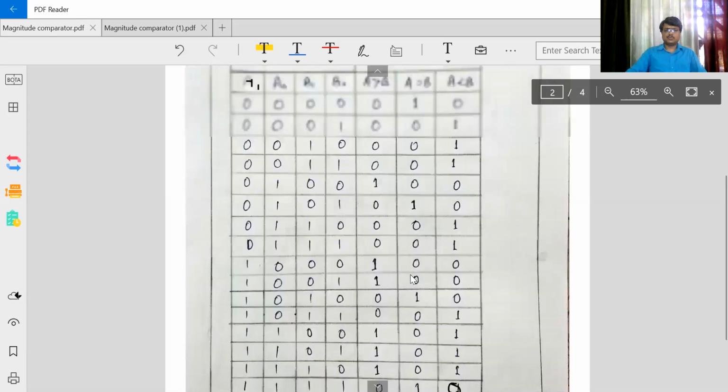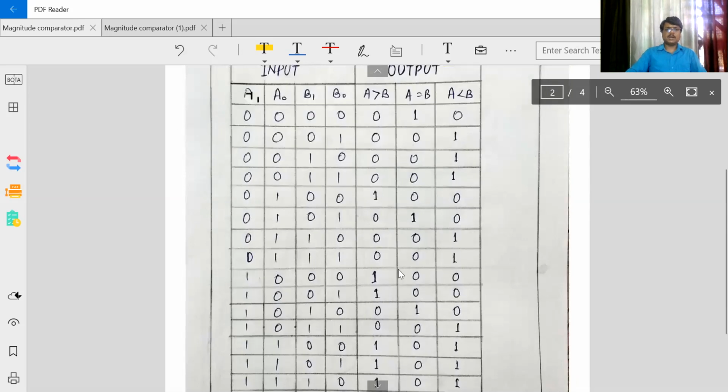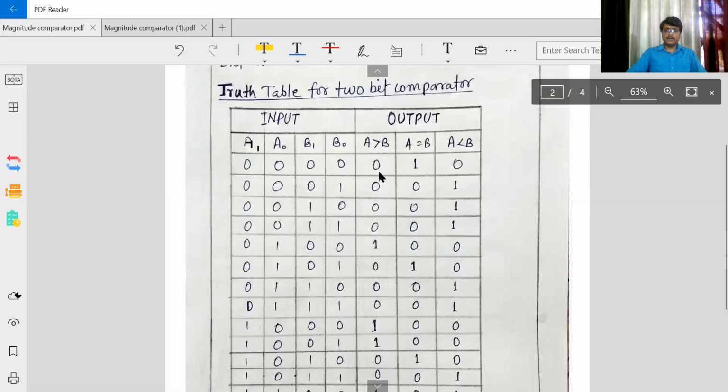So see, how can we make this? We will have to make the truth table for this, and I will have to get the expression for A greater than B, meaning I will have to make the K-map for this one.